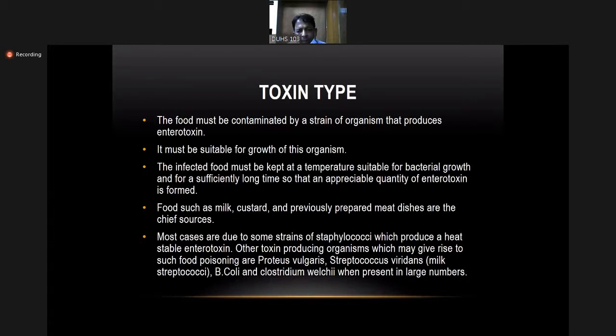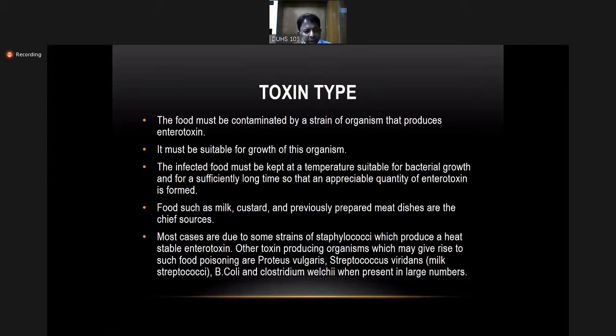So if you keep the food at the temperatures of the hot season, like in summer, bacteria rapidly multiply and produce toxins in a quantity much more than the bacteria themselves, so when the poisonous food is consumed it readily causes food poisoning. Foods such as milk, custard, or previously prepared meat dishes are the chief sources of this type of food poisoning. Most cases are due to some strains of Staphylococcus, which produce a heat-stable toxin.